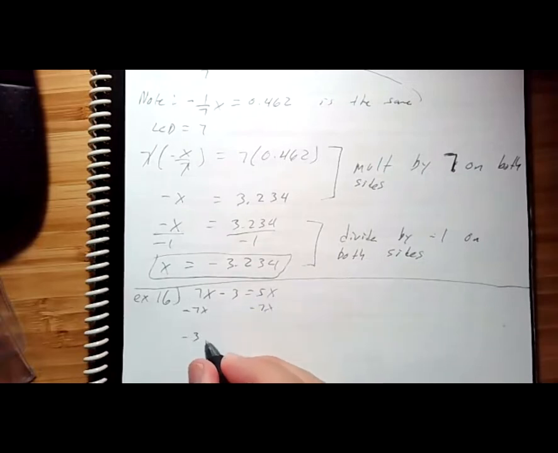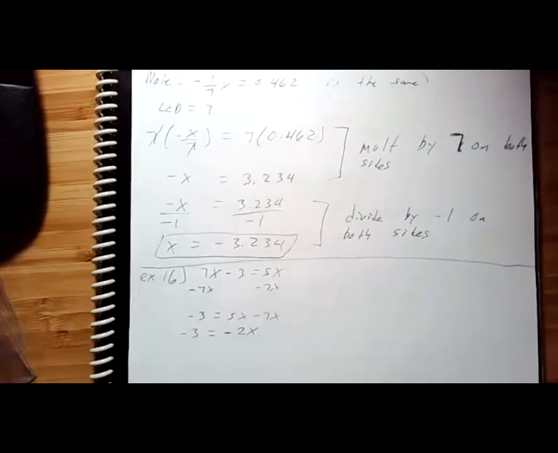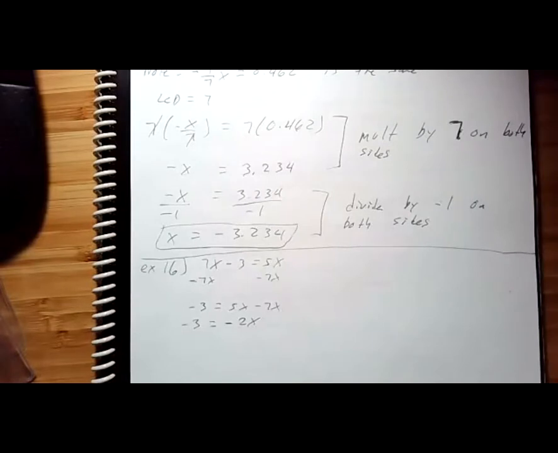So that'll give me -3 equal to 5x minus 7x, which is -2x, right? Now divide both sides by this -2 here. This will become a positive, and this will solve for x.